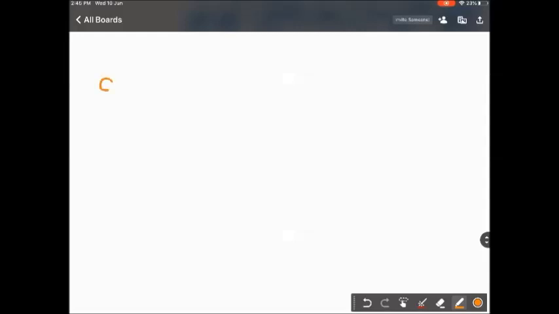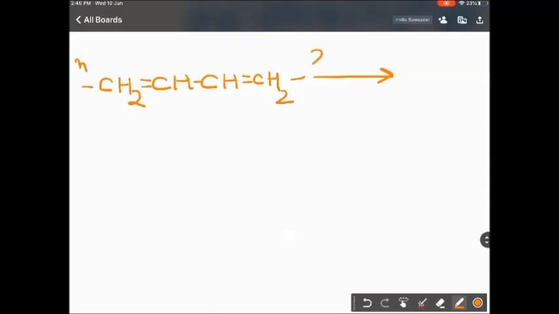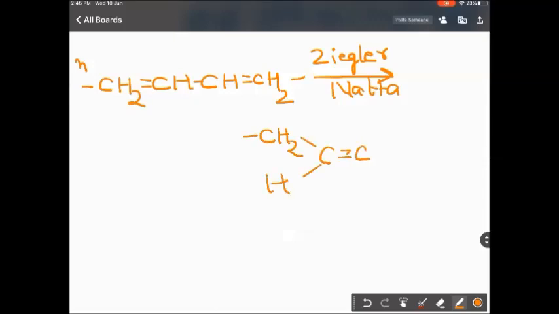polybutadiene. Polybutadiene is made from buta-1,3-diene. This is the monomer. N moles of this, using a Ziegler-Natta catalyst, give us a polymer. The structure of the polymer is CH2... So this substance has properties nearly close to those of natural rubber.